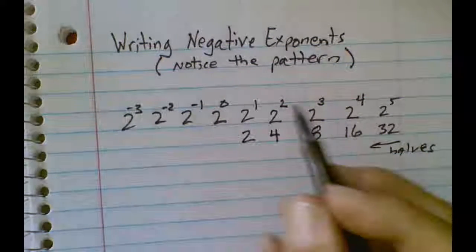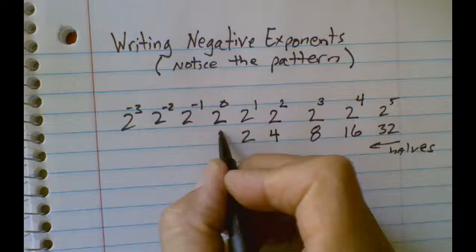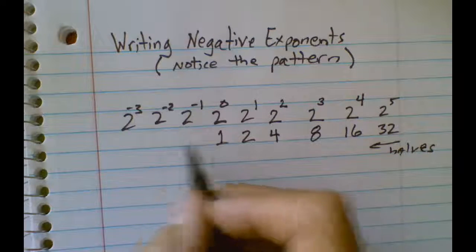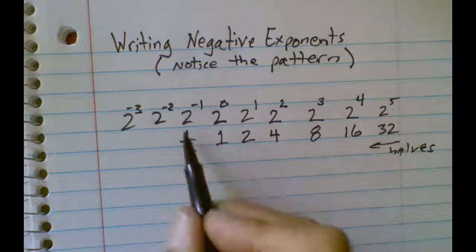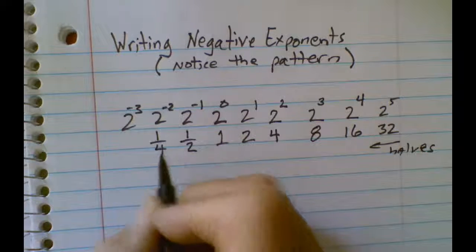Well, half of 4 is 2. Well, what's half of 2? Well, half of 2 is 1. And, well, what's half of 1? Well, I keep my halving pattern. Half of 1 is 1/2. And half of 1/2 is a fourth. You know, if I have half a pizza and I cut it in half, I get quarters, and half of a fourth would be an eighth.